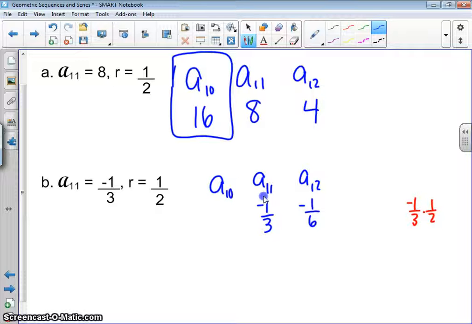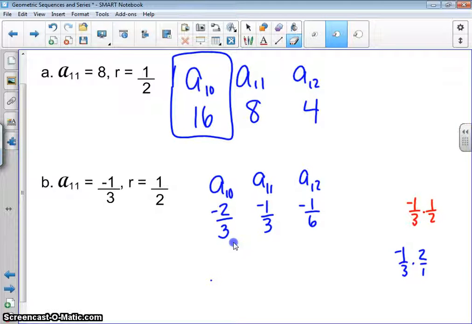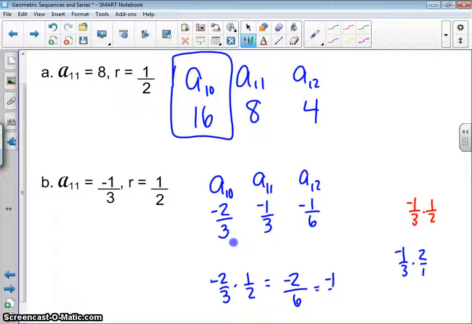And so if I multiply negative 1/3 times 2, like 2 over 1, I would have negative 2 over 3. And you could check this to make sure that it's correct. If I took negative 2/3, ooh, that's ugly. If I took negative 2/3 and multiplied that by 1/2, I would get negative 2 over 6, and that would reduce to 1/3, which is what I have here. So my 10th term would be negative 2/3.